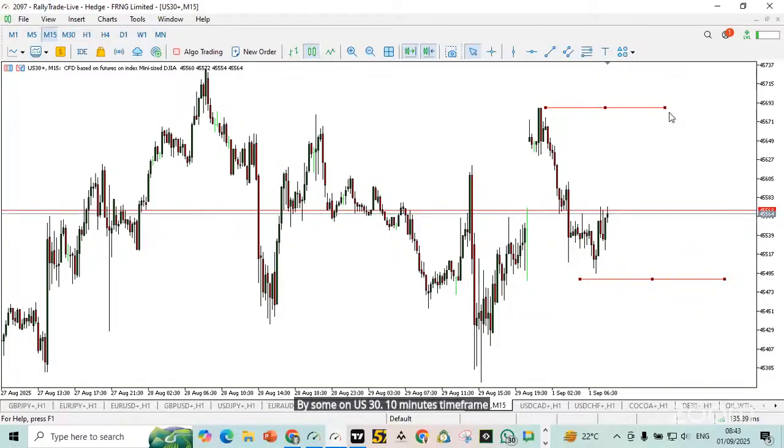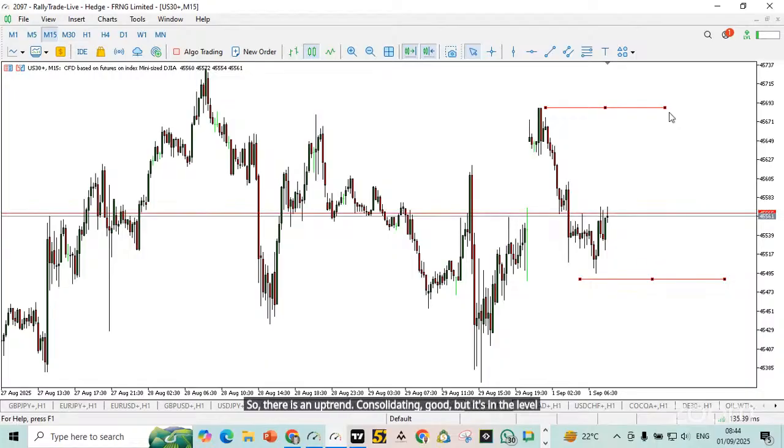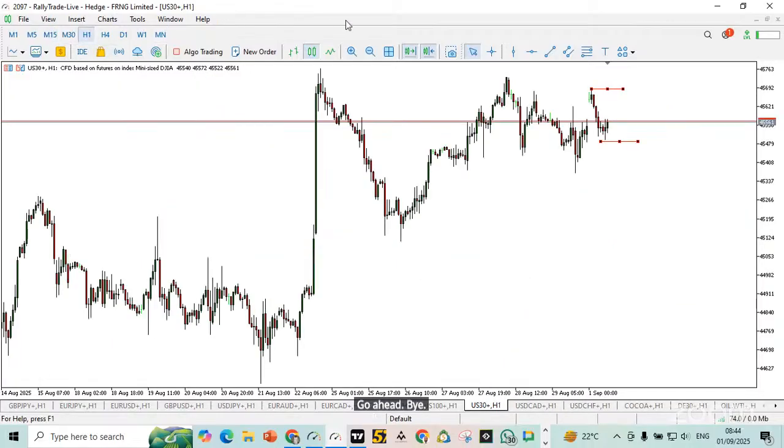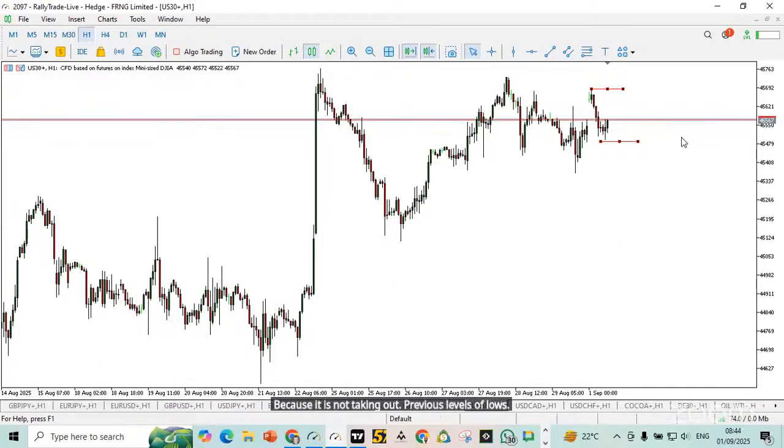Because we trade what we see, not what we think. So we're in an uptrend, it's consolidating, good, but it's at a level where we can scale in on our buy position. We go ahead with the buy. On H1, same thing, because it is not taking out previous levels of lows. So it's simply an uptrend.